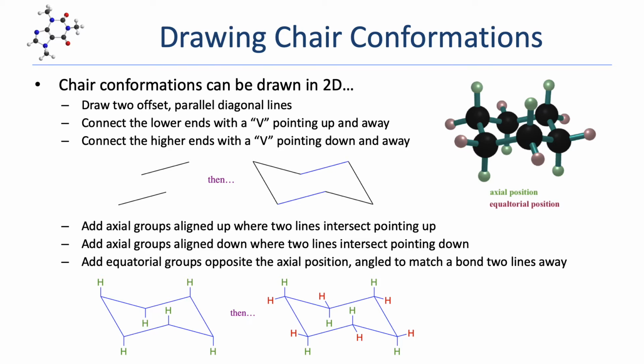So once you've done this for all 6 carbons, you get a drawing that looks like this. And you can see every carbon has an axial group in green and an equatorial group in red, and that every carbon has one group pointing upwards and one group pointing downwards.